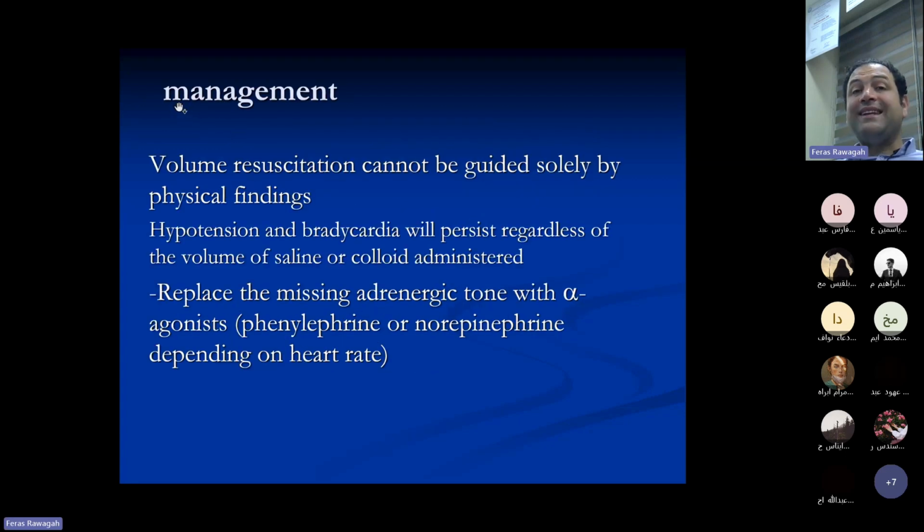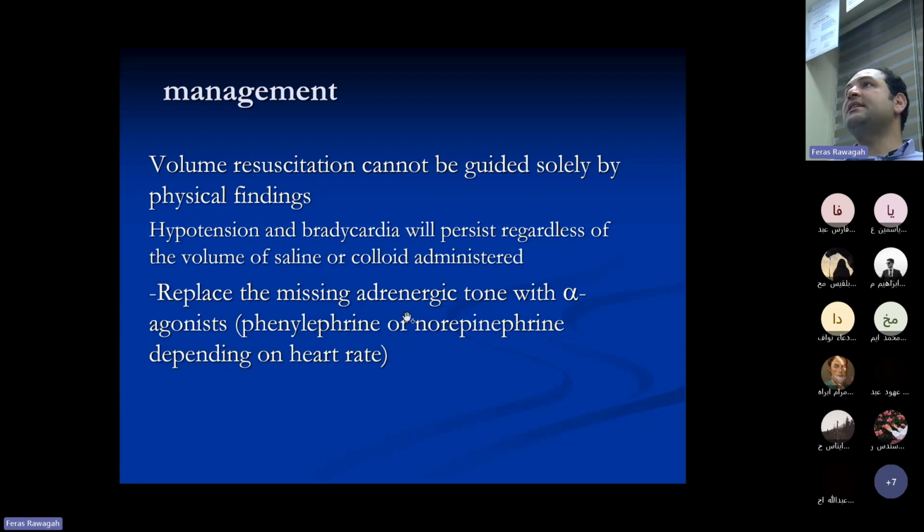What is the management of neurogenic shock? Volume resuscitation actually is not enough. Why? Because the main problem is vasomotor, not hypovolemia. So if the patient has spinal shock, volume resuscitation is not the treatment. The treatment is vasopressor. Remember, hypotension and bradycardia will persist regardless of the volume of saline or colloid administered.